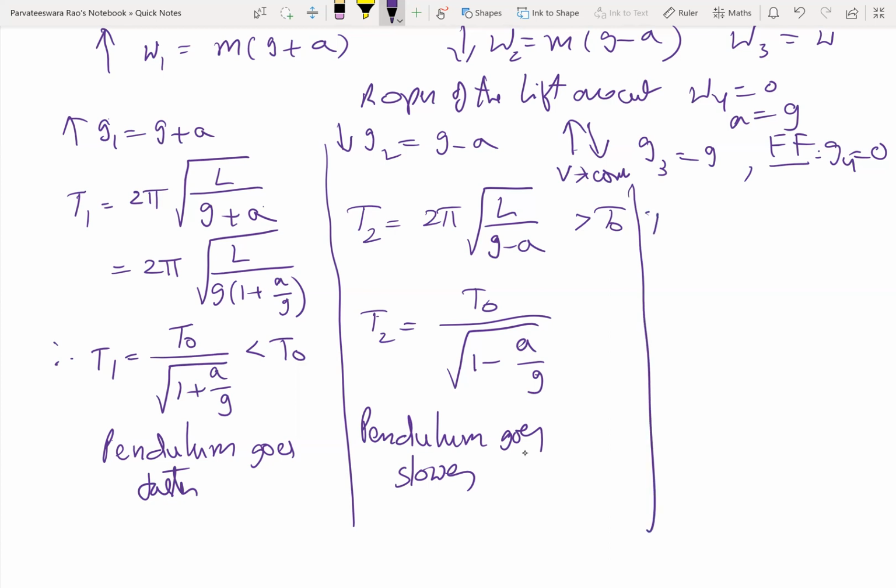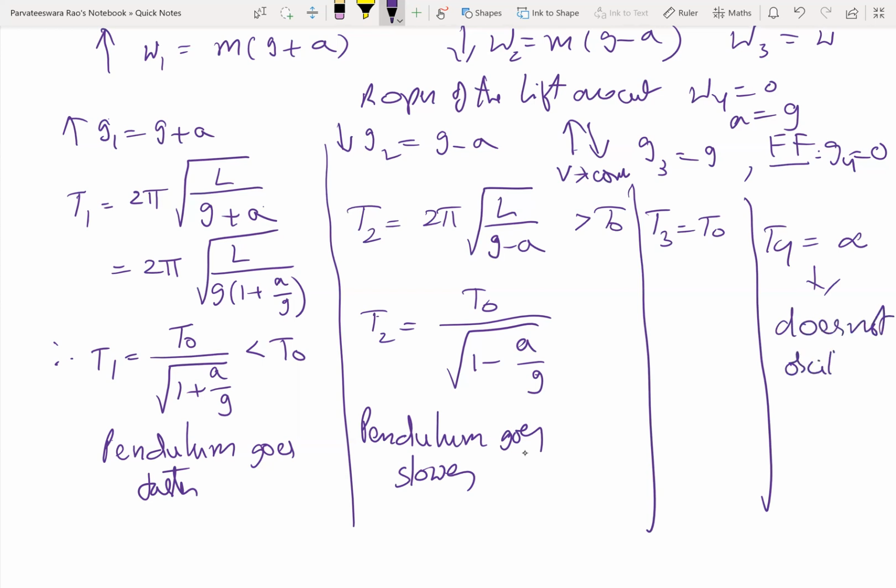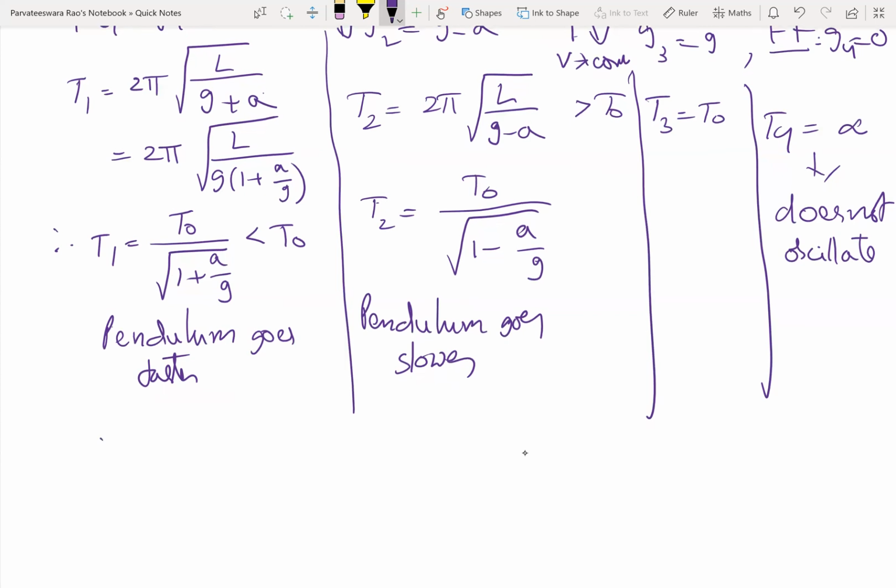And for this, g3 is equal to g, so T3 is equal to T0. And T4, anything by 0 is infinity. It is infinite, meaning it does not oscillate. That's the meaning of it. An infinite time period will never be there. And frequencies also you can write.